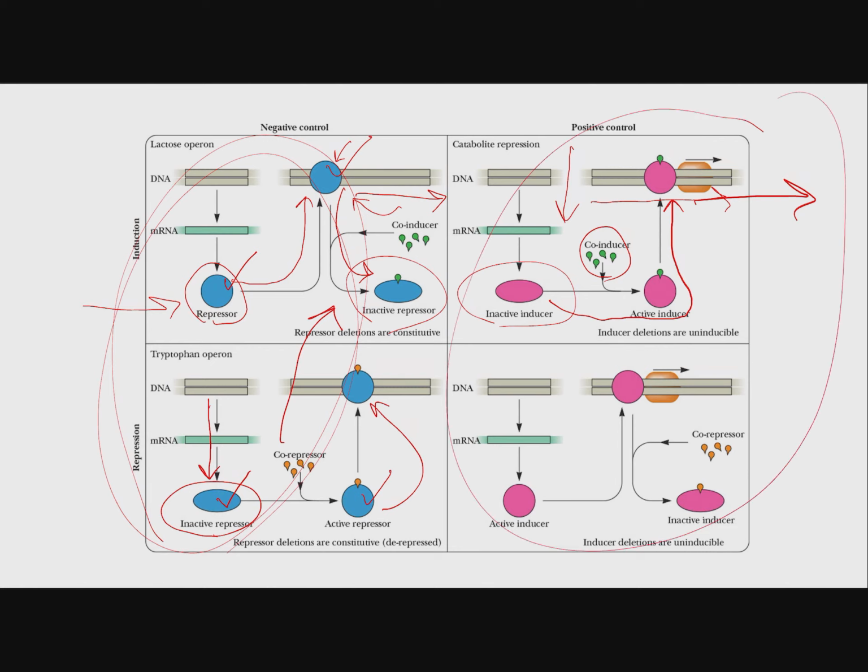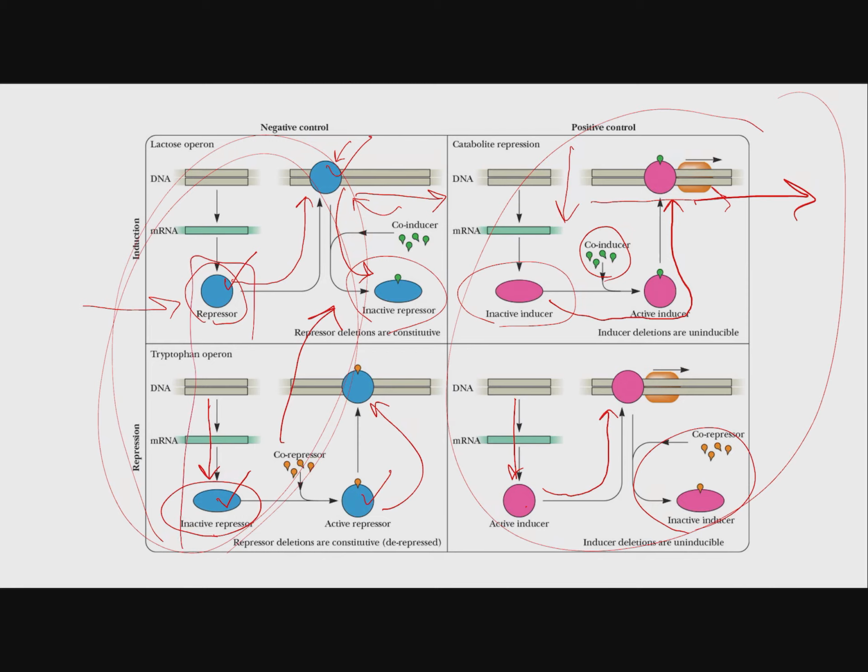In this version, we've got some repression happening. This is an active inducer that's being made by this DNA. Now, this would have the effect of going and turning on transcription, but the repression here happens with this co-repressor, which comes in here and actually binds to the inducer, creating an inactive inducer.